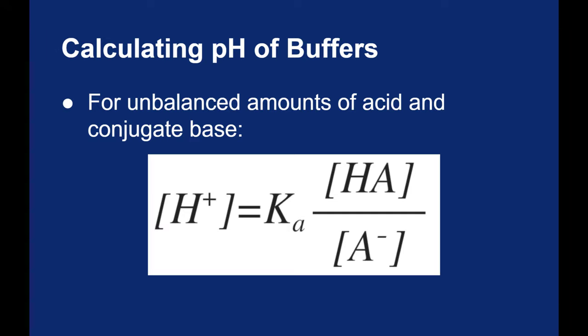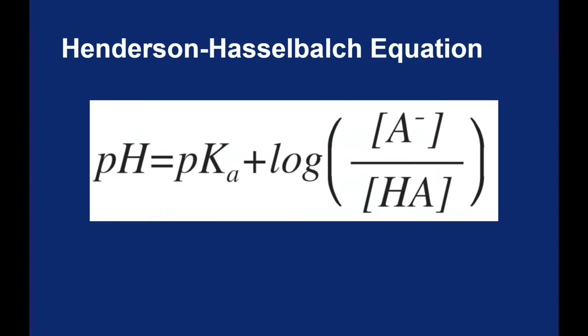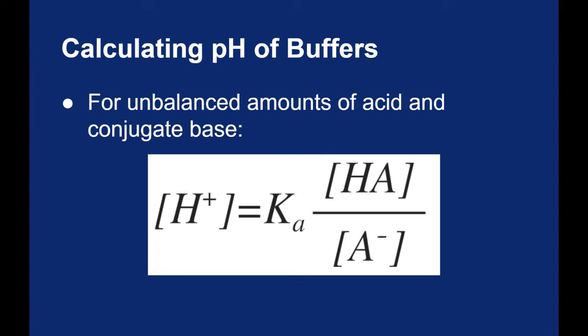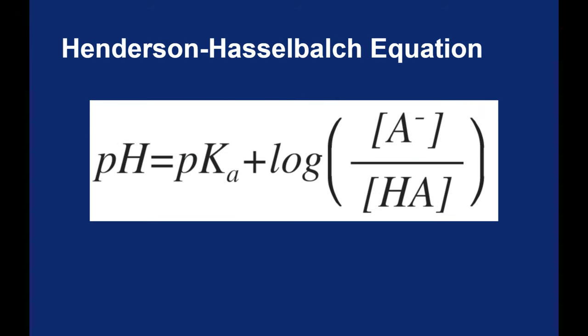A more useful version of this same equation is called the Henderson-Hasselbalch equation. And all we did was take the negative log of all of the terms. So if we take this statement here and take the negative log of all the terms, you end up with this statement. And this is an equation we're going to be using a lot.